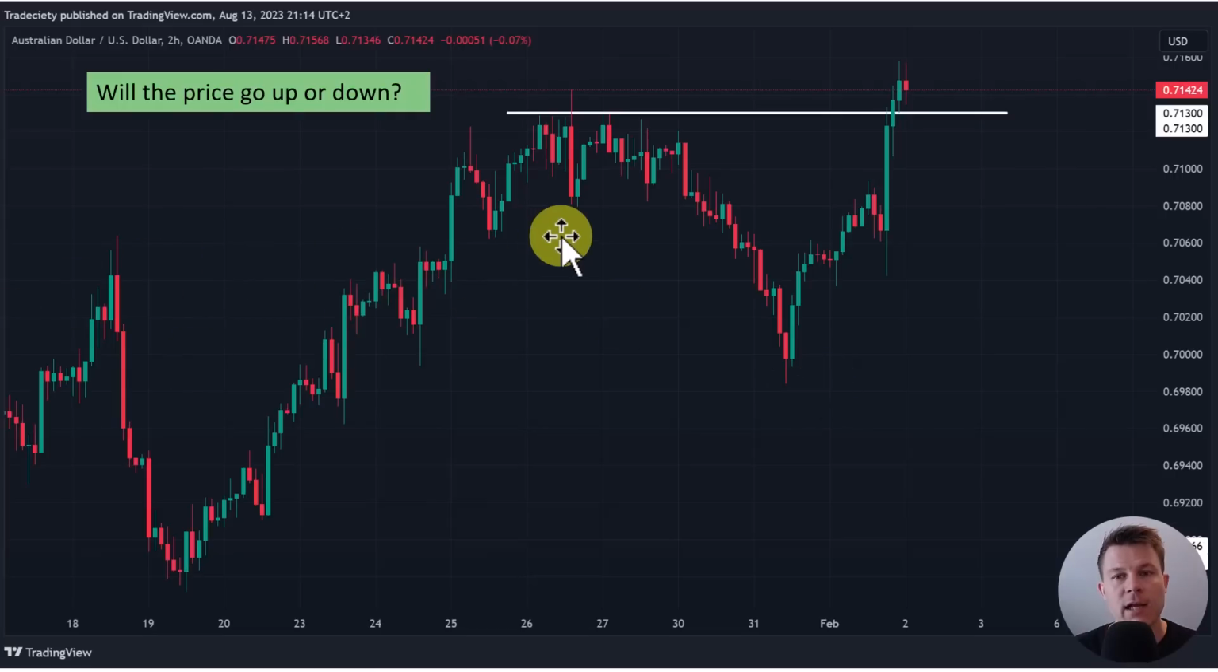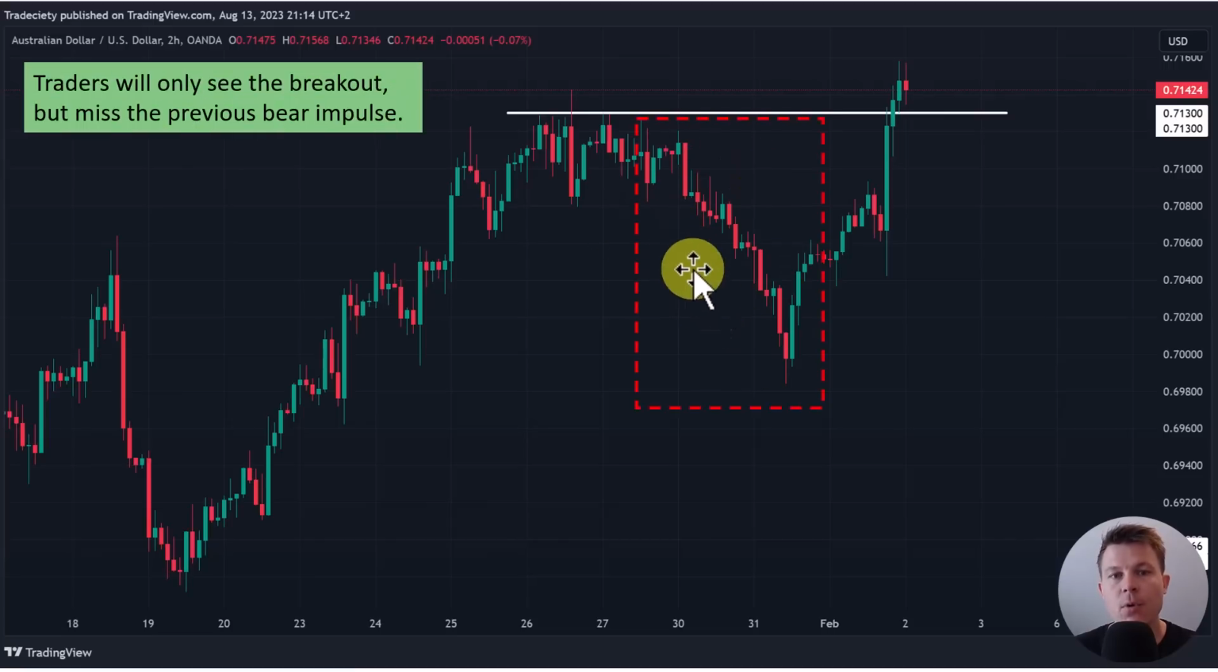Let's look at this chart example, and what do you think will happen here? Will the price go up or will the price go down? Most traders only focus here on the breakout, and they will see the market has broken out above a resistance area, and then they will assume that the market is going up. However, they're missing the most important part about this chart. The most important part about this chart is what happened before the breakout.